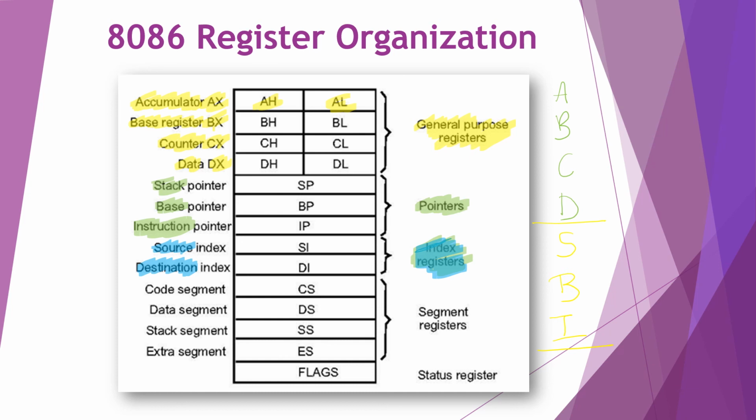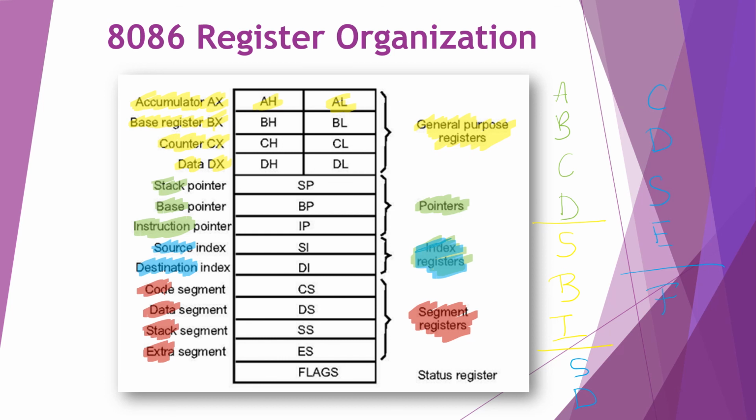Next we have the segment registers. The segment registers contain different types of segments: code, data, stack, and we also have an extra segment which can store anything, or extra data we can say. So after A, B, C, D, S, B, I, we have S, D, then we have C, D, S, E group, and the last one we have is flags, right?